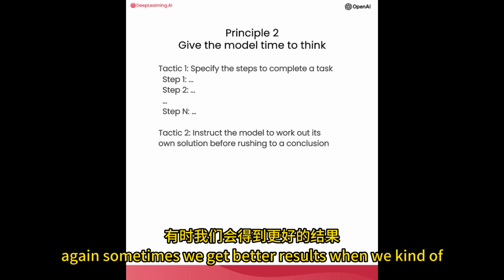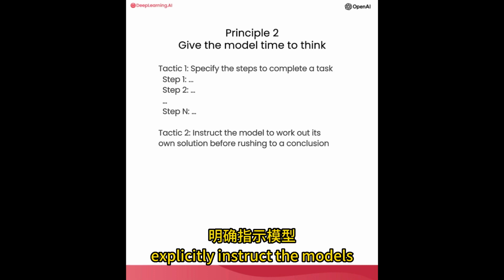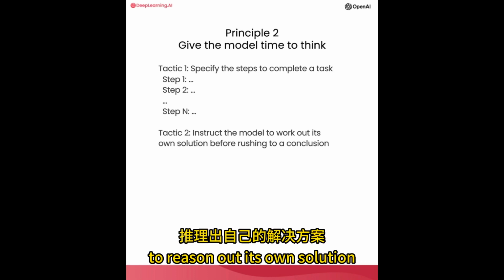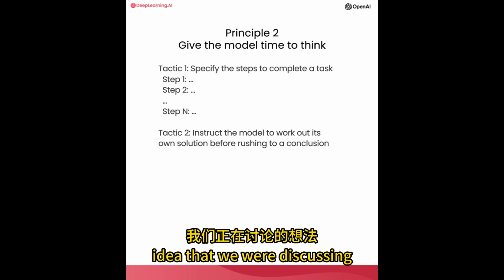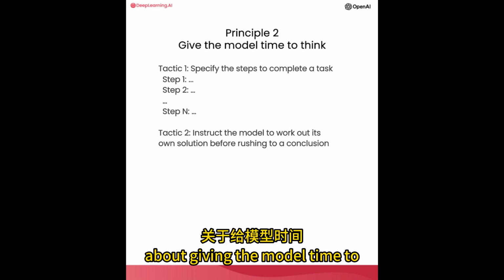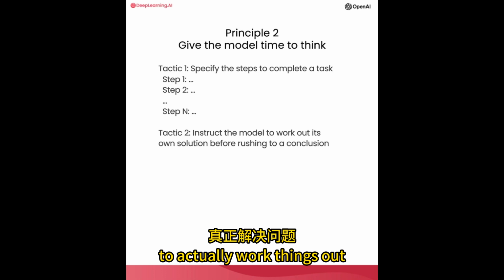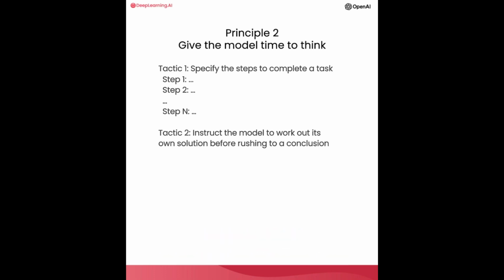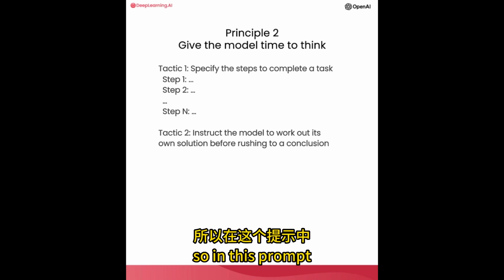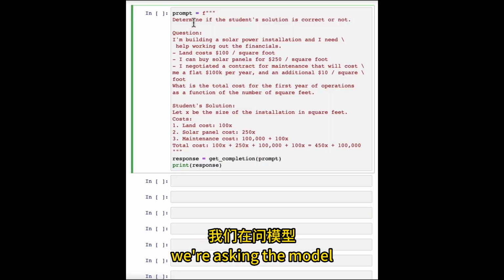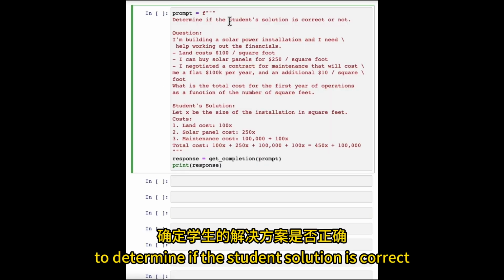Our next tactic is to instruct the model to work out its own solution before rushing to a conclusion. And again, sometimes we get better results when we explicitly instruct the model to reason out its own solution before coming to a conclusion. This is the same idea that we were discussing about giving the model time to actually work things out before just saying if an answer is correct or not, in the same way that a person would. So in this prompt, we're asking the model to determine if the student's solution is correct or not.